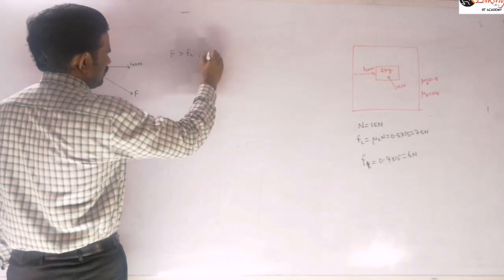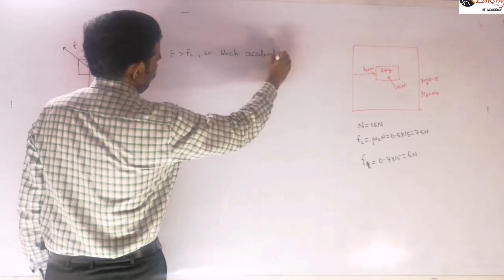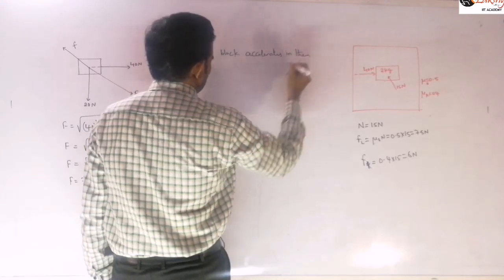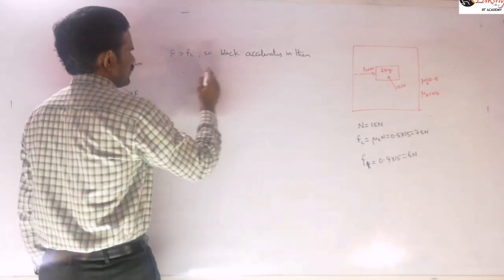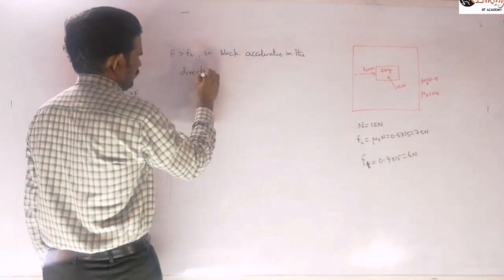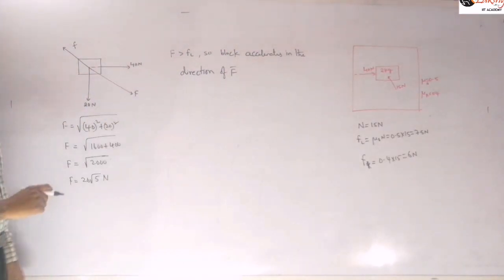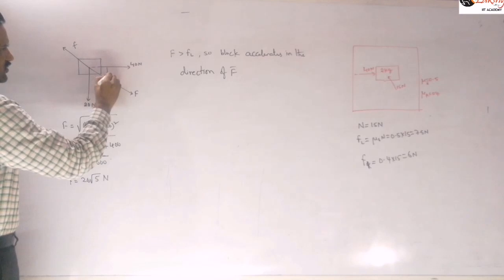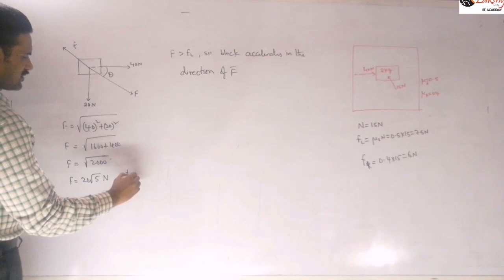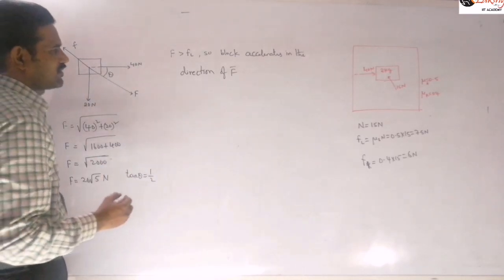Therefore the block accelerates in the direction of F. F means this force here, the resultant of those two forces, and if you want you can find this angle also. Suppose that angle is theta, then tan theta we can write as 1 by 2. That means 20 by 40, so tan theta is 1 by 2.